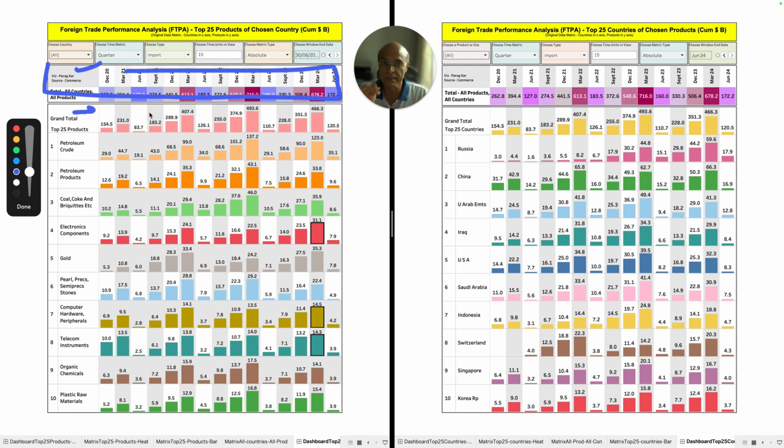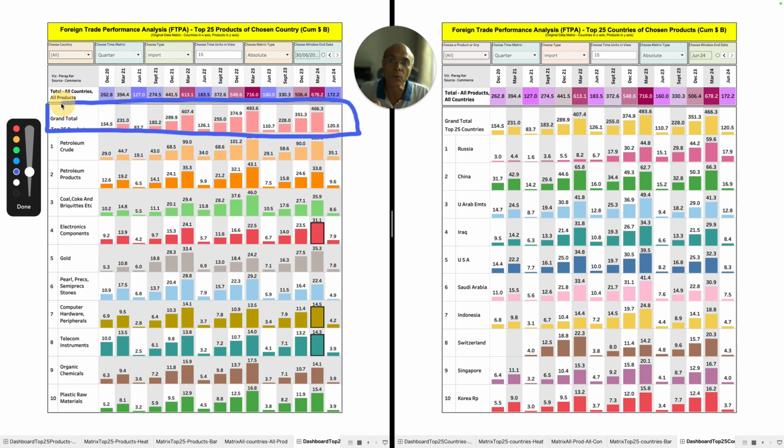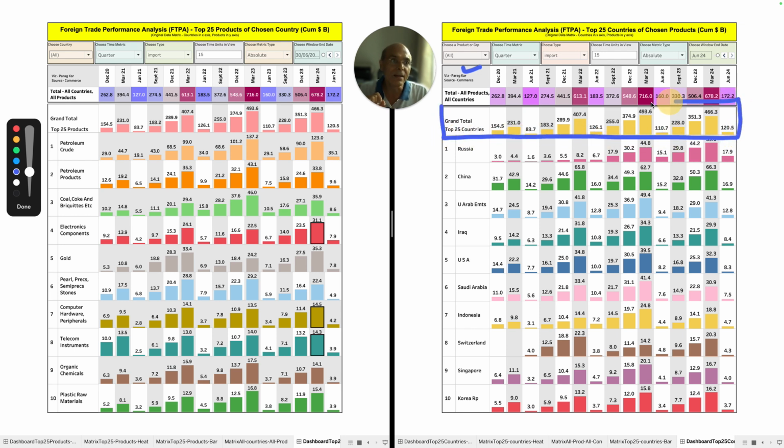So try to understand this chart, then only it will make sense. This particular portion is only for the top 25 products. So what I have done is that I've totaled the top 25 products and put it as grand total here, but listing only 10 products in this dashboard. Similarly, here also, this is the top 25 countries, right? And out of the top 25 countries, I'm listing only 10 countries.